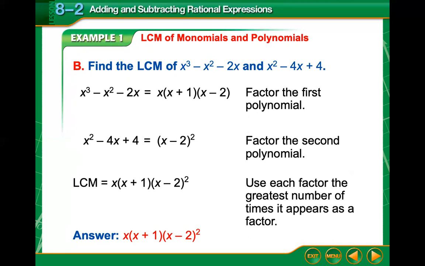Again, we use each factor the greatest number of times it appears. So we're going to use x times x plus 1 times x minus 2 squared. We're going to leave it in factored form so that we don't get confused. So do go ahead and do that. Leave it in factored form. Do not try to multiply through.